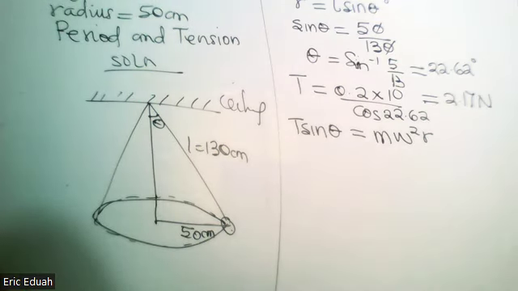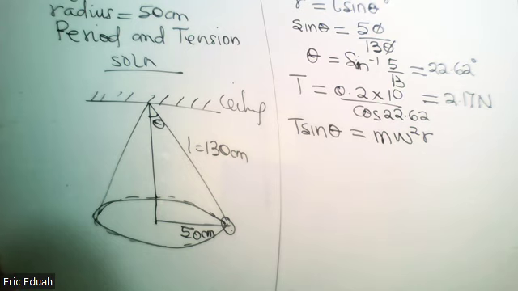Sir, please, for the tension we had 2.17 newtons. Yes. So say for the tension, we had 1.9 newtons. Is it also correct? No, you should get the same figure.